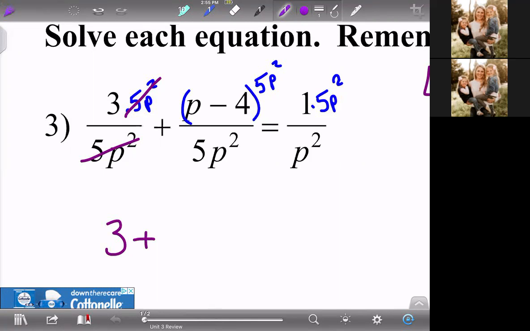For the second fraction, the 5p squared in the numerator and the 5p squared in the denominator are going to cancel each other out, leaving us with p minus 4. For the last term over on the right-hand side, this time the 5p squared won't cancel out completely, but I can, however, cancel out the p squared with the p squared. So that's going to leave us with 1 times 5, or 5 on the right side of your equal sign.